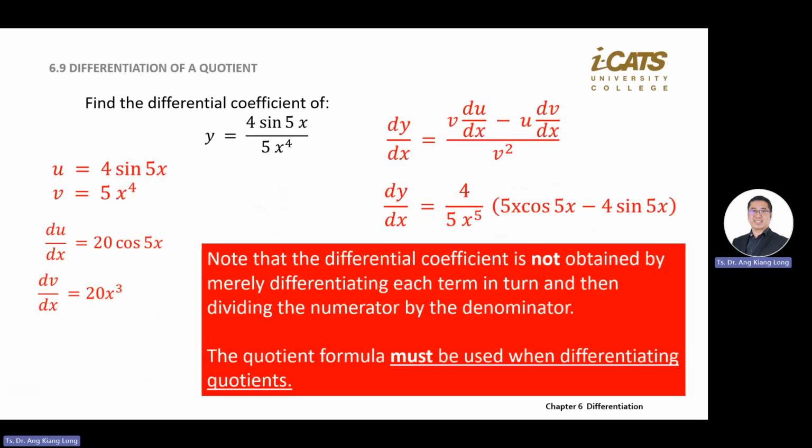So this one highlights that when you see a quotient, meaning something divided by something, you must use this method to do differentiation. It means that you cannot differentiate the first one, differentiate the second one, then combine the answer. Cannot. It doesn't work like that.